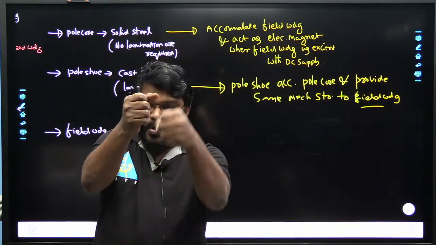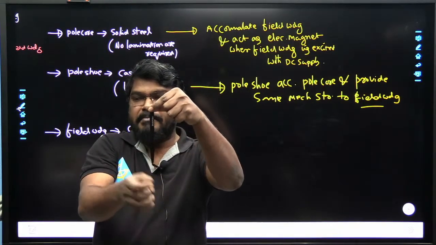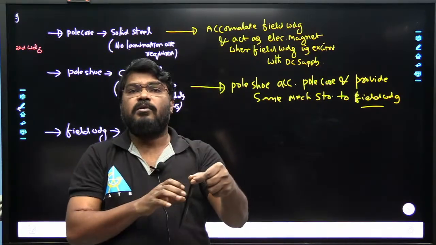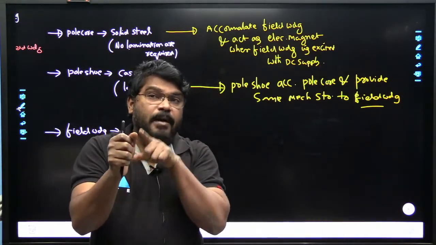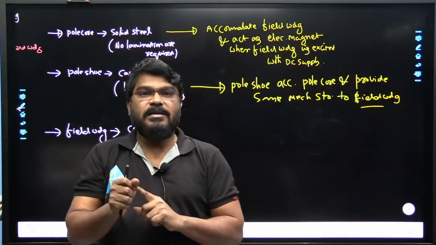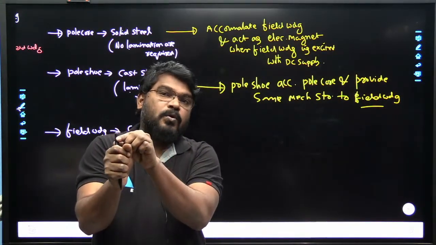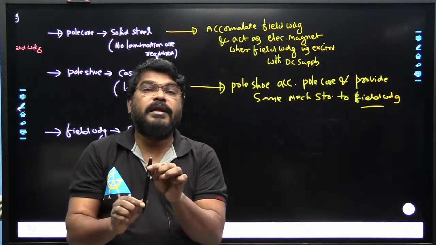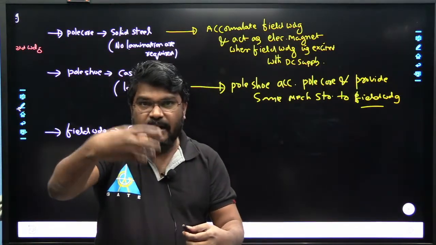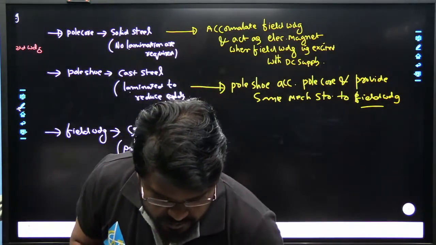Suppose there is no pole shoe, what will happen here? Under running condition, the winding may fall down, which is undesirable. That's why the pole core accommodates the field winding and acts as an electromagnet when the field winding is excited with the DC supply. The pole shoe accommodates the pole core and provides mechanical strength to the field winding. Otherwise the field winding will fall down under running condition, which is undesirable in the machine. Is that clear now?